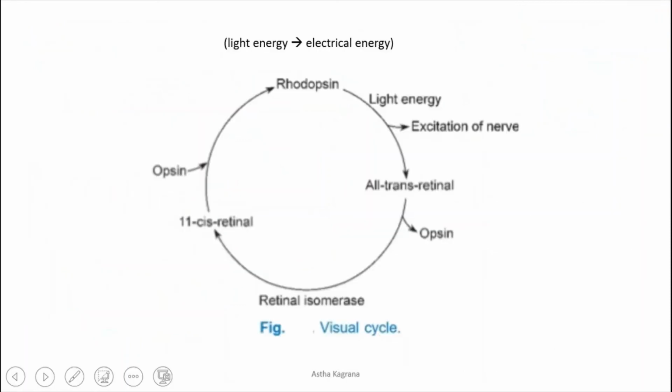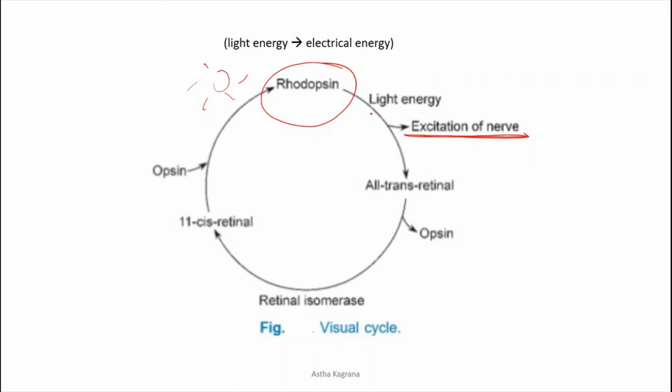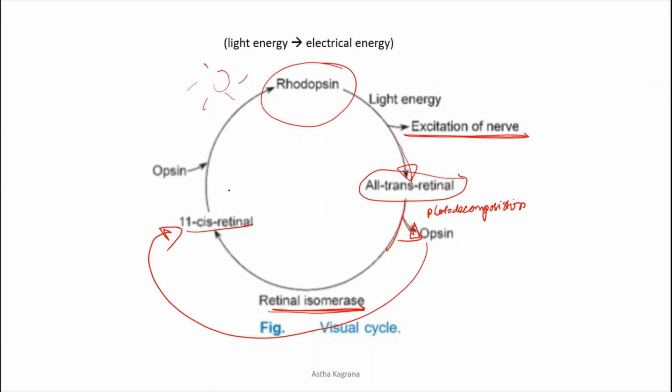So this is a simplified visual cycle, that is your Wald's visual cycle. If you can see, first is your rhodopsin. When light comes here, the light energy is converted into electrical energy. Firstly, light energy will come, then the all trans retinal will be formed from the 11 cis retinal. This all trans retinal will be separated from the opsin. This is known as photodecomposition. Again, this all trans retinal will be converted into 11 cis retinal via isomerase enzyme, and this opsin again will unite with the retinal to form the rhodopsin. So this is your Wald's visual cycle.